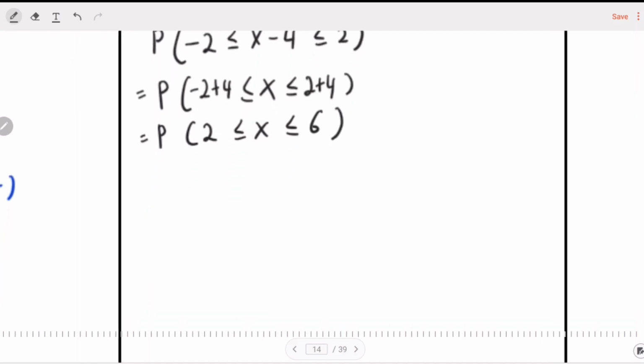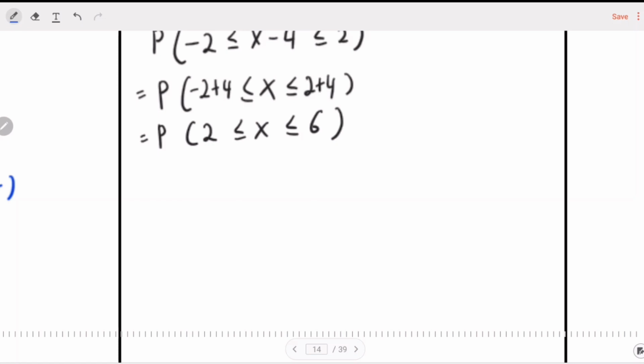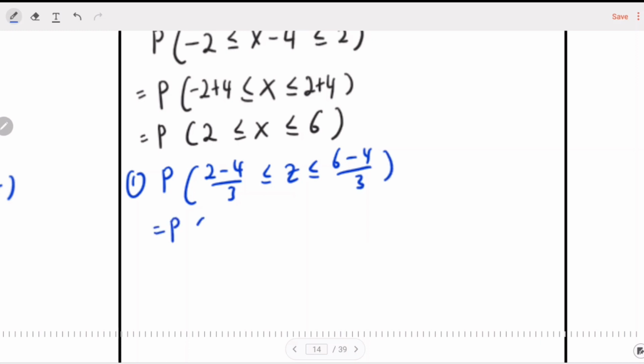After that, only after that, we're going to follow the 4 steps to find the probability for standard normal distribution. So the first one is to standardize. Make sure to give your answer in 2 decimal places.